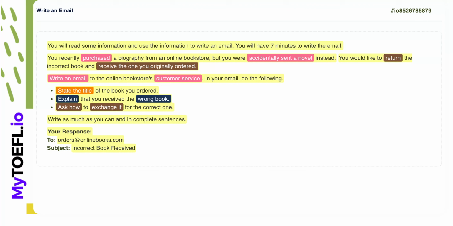Incorrect book received. The subject line, incorrect book received, is excellent. It's short, clear, and immediately informs the reader about the email's content. A strong subject line like this is important because it helps the customer service team quickly understand and prioritize your issue. It's a key part of effective email communication.